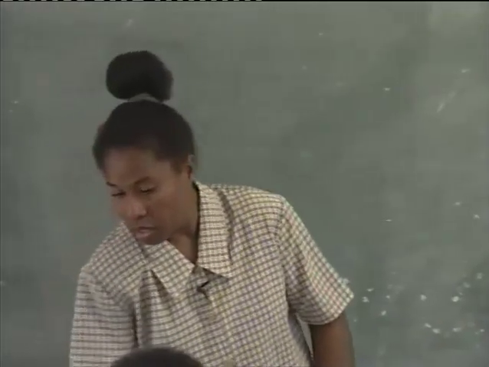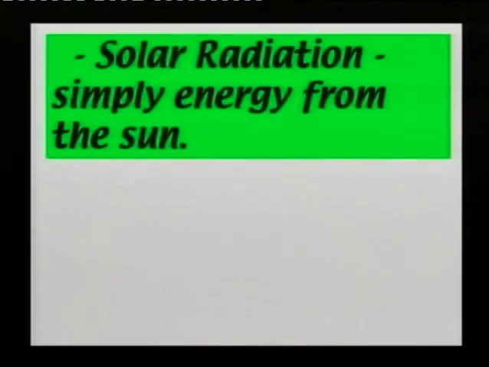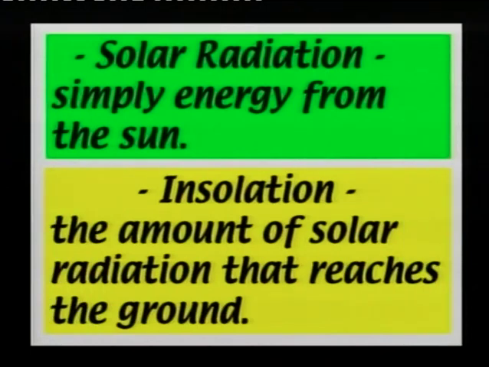So, two words that we have used today. We look at the first one, solar radiation. Solar radiation is simply energy from the sun. That's important. You make note of it. And the second word that we have looked at is insolation. And insolation is simply the amount of solar radiation that reaches the ground.